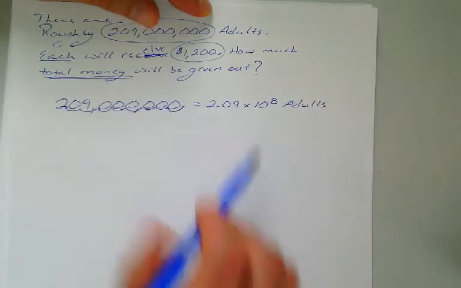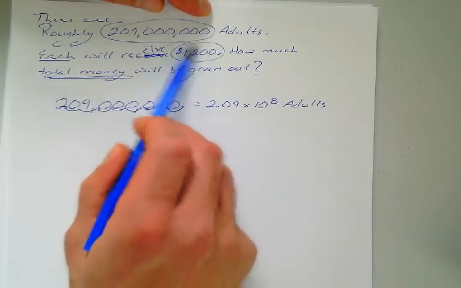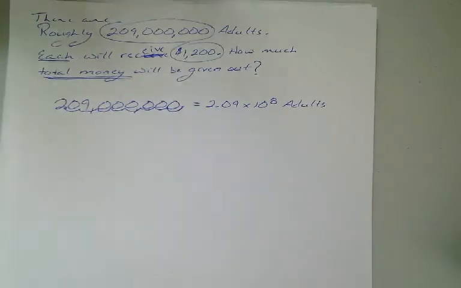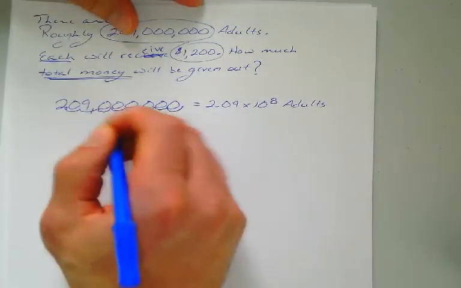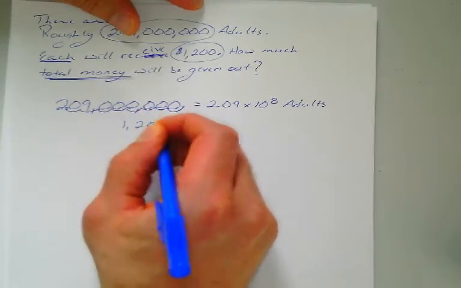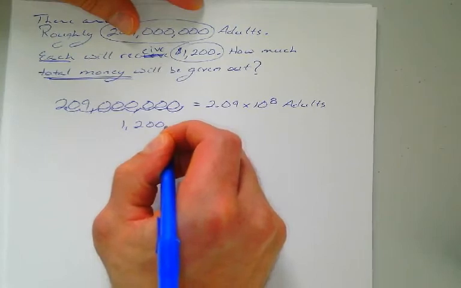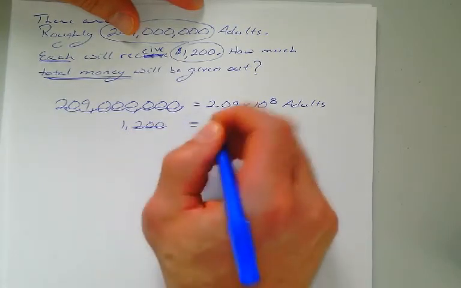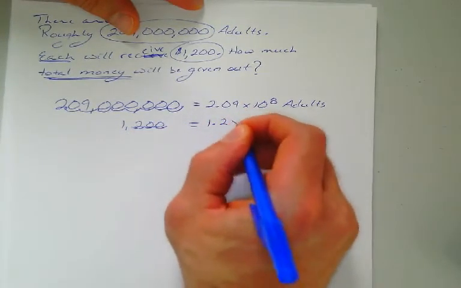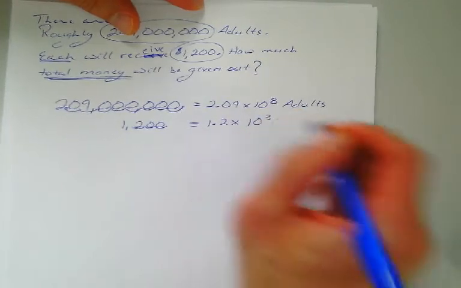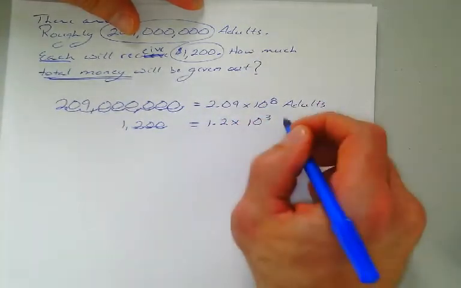Now I also want to convert my money to scientific notation. You don't have to, but we're going to. So 1,200. Again, that's going to be a positive power of 10. So I take my decimal left 1, 2, 3. That becomes 1.2 times 10 to the 3rd. And that's dollars.